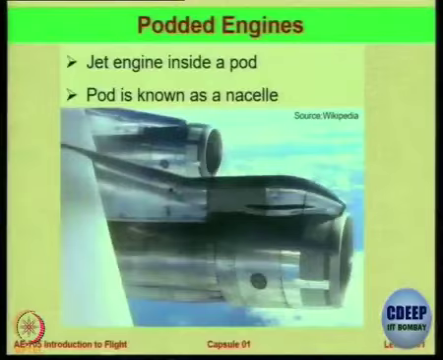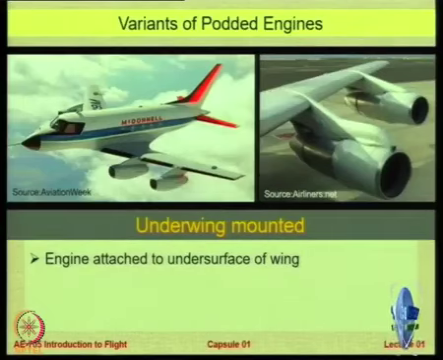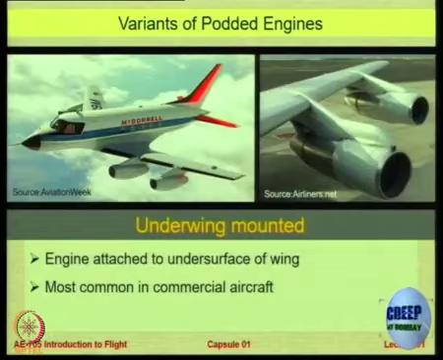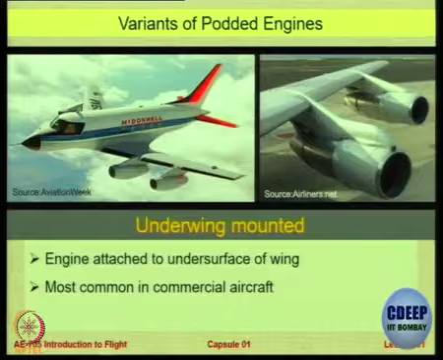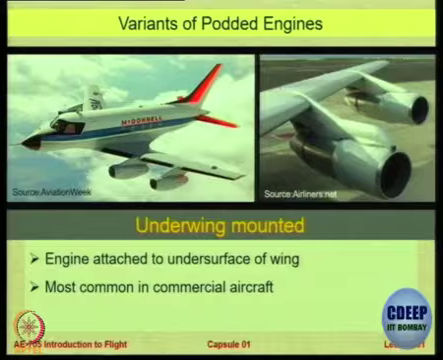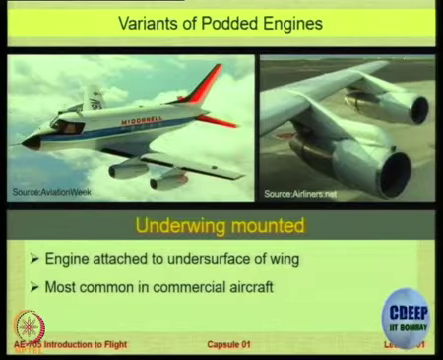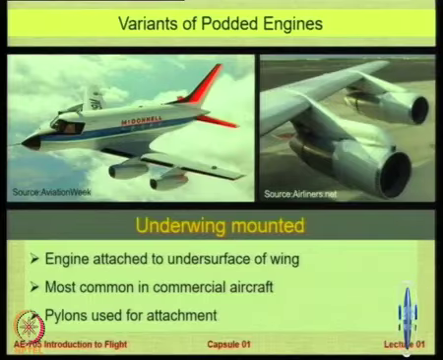Okay, podded engines is basically jet engines inside a pod, which is basically a nacelle, about which we have already spoken. There are many variants. You have underwing mounted, which is most common, and the Boeing aircraft company was the first aircraft company to try out these kind of configurations, below the wing podded engines, and they made it work very well from Boeing 707. After that, every jet engine normally has this.